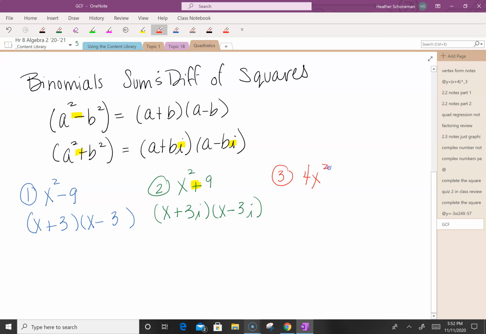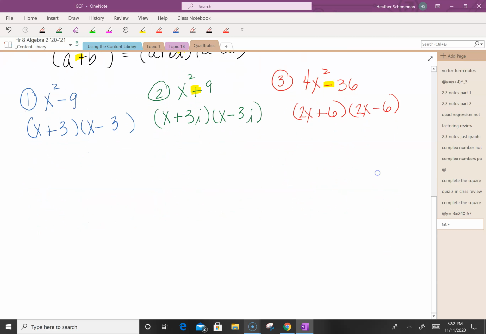Let's try 4x squared minus 36. Well, it's a binomial. There's a minus, but it doesn't matter whether it's a minus or plus sign, and I can take the square root of both of them. So I'm going to go straight to my two parentheses. The square root of 4x squared is 2x. Square root of 36 is 6. One's plus, one's minus. But I look, there's a minus sign, so no i.